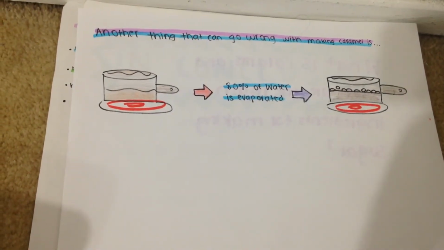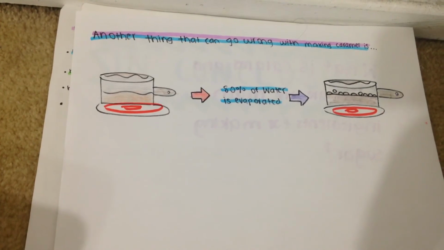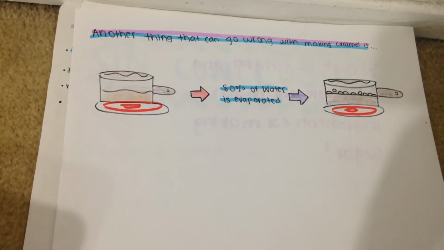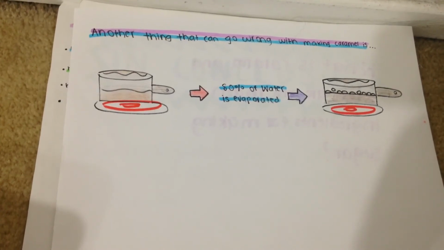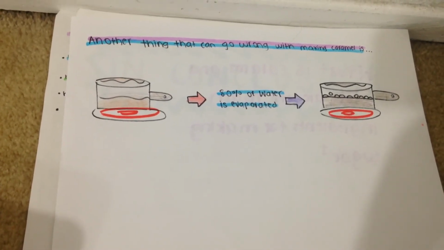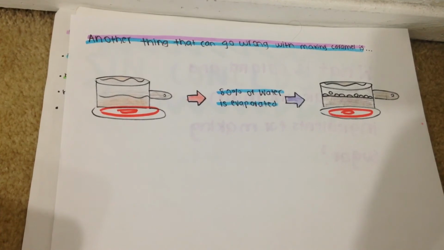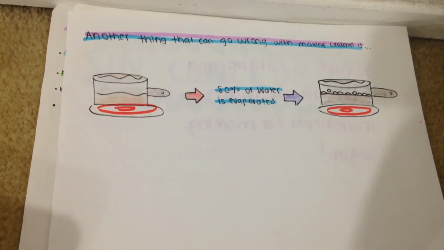Another thing that can go wrong with making caramel is, once sugar syrup is heated enough to brown, more than 80% of the water in the syrup has evaporated. After that, the boiling point rises at such a rapid rate that it can easily overshoot the desired temperature range and burn.